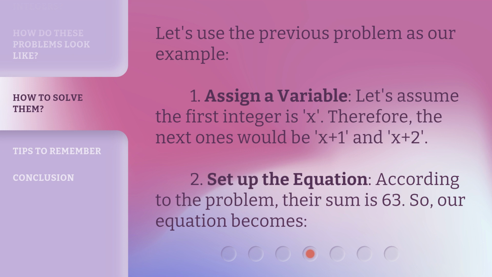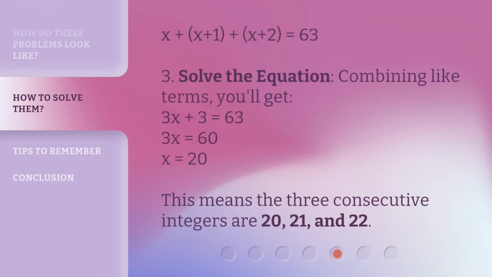1. Assign a variable. Let's assume the first integer is x. Therefore, the next ones would be x plus 1 and x plus 2. 2. Set up the equation. According to the problem, their sum is 63. So, our equation becomes x plus x plus 1 plus x plus 2 equals 63.